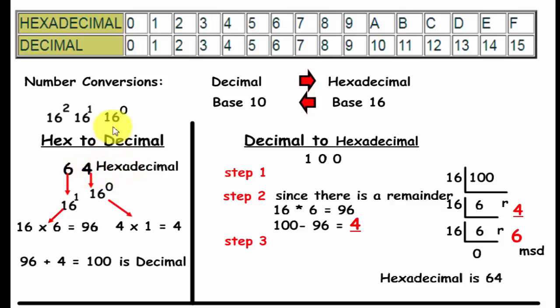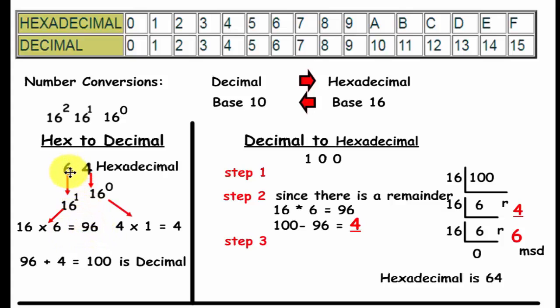Now the first number is to the power of 16 to the 0, which means simply any number here, in this example it's a 4, will be multiplied by a 1. If this had been a 7 or 8, it would have been multiplied by 1. The second number is 16 to the first power. So that means this number will multiply 16 by that number. In this example, it's 6 times 16, which is equal to 96.